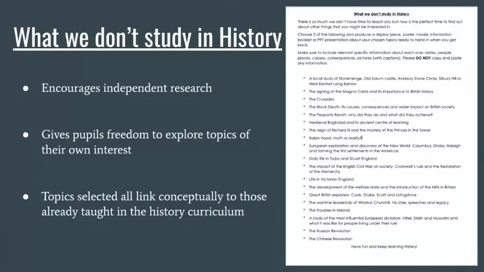So first of all, what we don't study in history. This is a really simple way of encouraging cultural capital among your pupils. It encourages independent research, gives pupils freedom to explore topics of their own interest, and the topics that I select are already conceptually linked to those that are taught in the history curriculum. So for example, you could get pupils to do a local site study of Stonehenge or somewhere like that, and that would be really helpful then looking at medieval England, as they'll already have the knowledge to help with that.